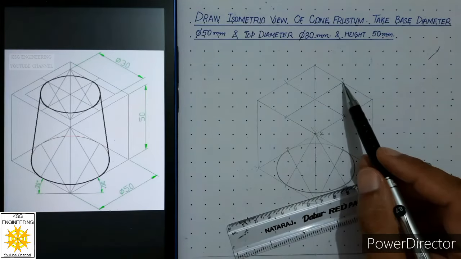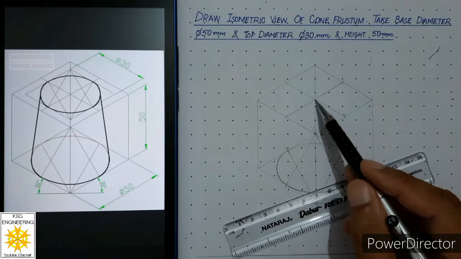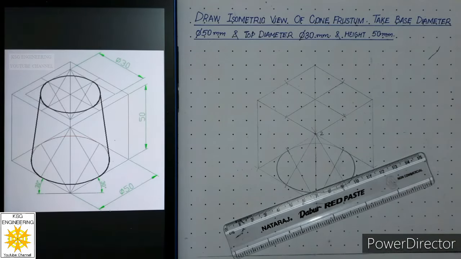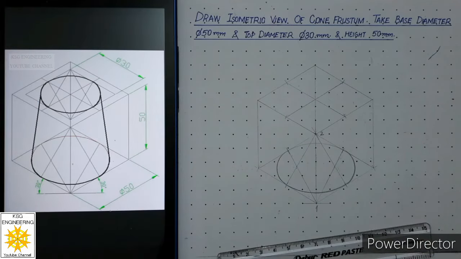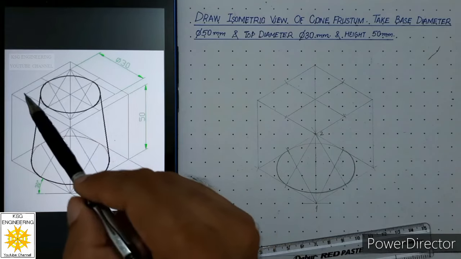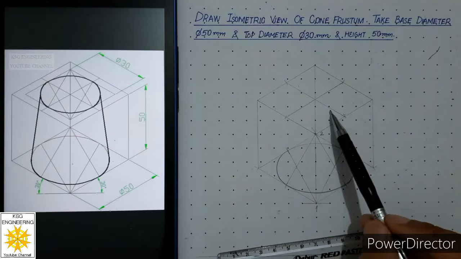You can see the intersection of these 2 will be obtained on this vertical line only. So this shows us that these are correct. Now in the next step, we will draw this box of 30 by 30. So for that, we will make use of these 2 center lines.